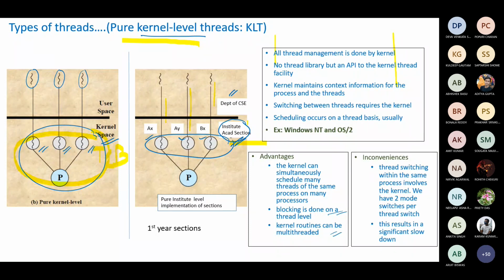But what is the major inconvenience? The thread switching in this case involves the kernel, and that's why it is slower. The overhead is more.